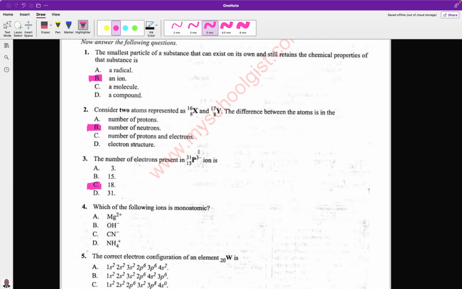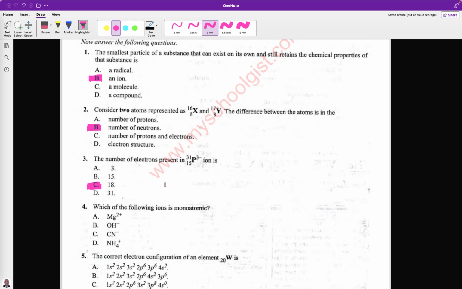Four. Which of the following ions is monoatomic? A monoatomic ion is an ion formed from a single atom, and the ion has a different number of protons and electrons.